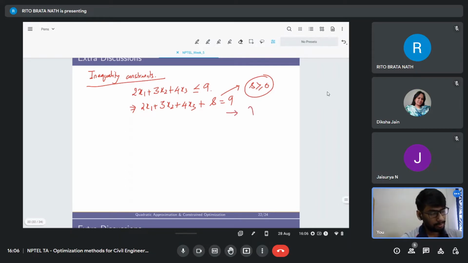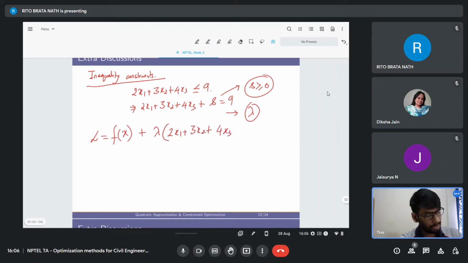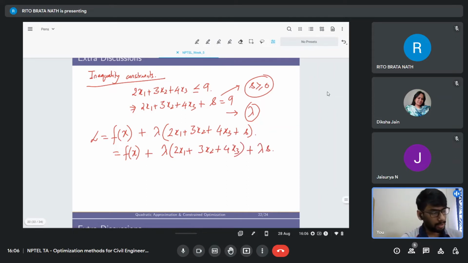You will take another lambda, and while writing the Lagrangian you have the first f(x) part, then you will have lambda times g(x) part. But now, if you notice, you have something extra here, this s that you have written. So now your Lagrangian is f(x) plus lambda times g(x), and then this lambda times s. So you have some extra effect now because of the inequality sign. That has to be taken into account while doing inequality constraint optimization.